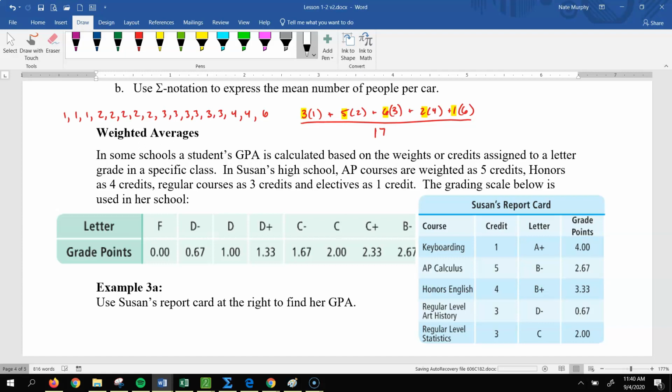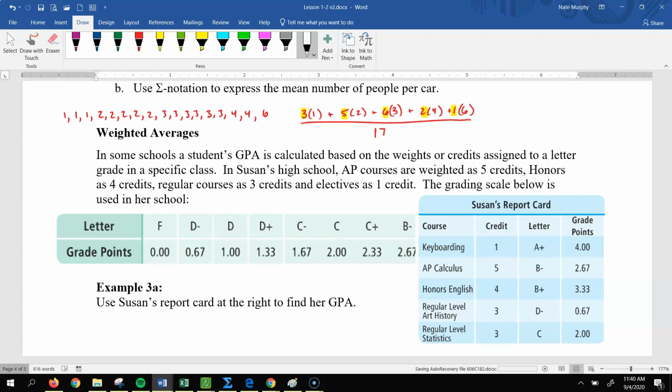And if I didn't see that list of numbers, if I just saw what I have here as my fraction, if I wanted to figure out how many total people there were in that class, I would add together the total weights. The weights would be the 3, the 5, the 6, the 2, and the 1. If I add those together, I would get 17. So in a very simple form, that is what a weighted average is.